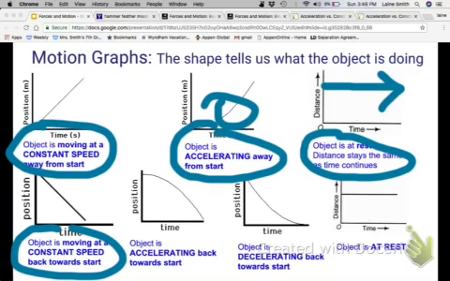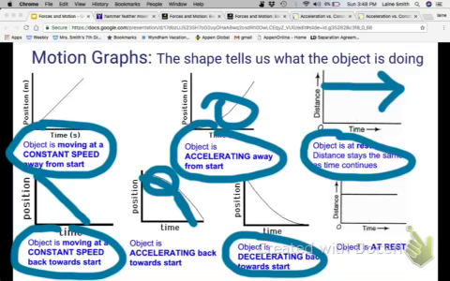It's a nice straight line. That straight line indicates a constant speed, and it's going back towards the start. We are accelerating back towards start. We started off slow, and then we got a steeper line, so that's faster. And then this one, our object is decelerating or slowing down. So we started fast with a steep line, and then our line got flatter back towards start. And then, of course, our object is at rest in this last one.